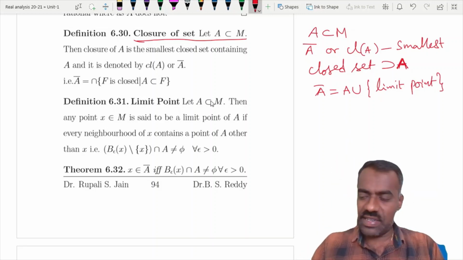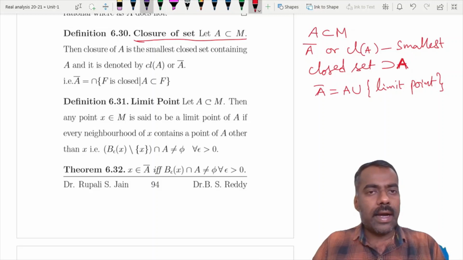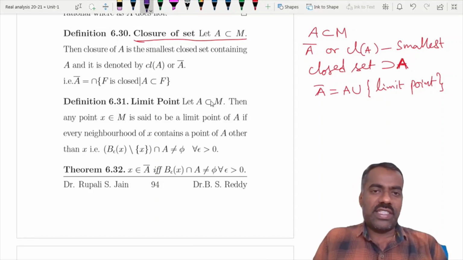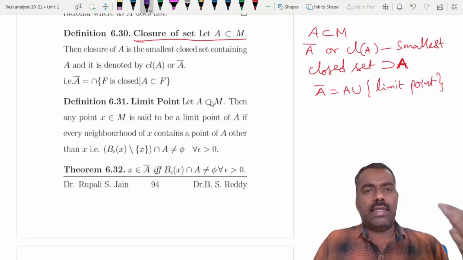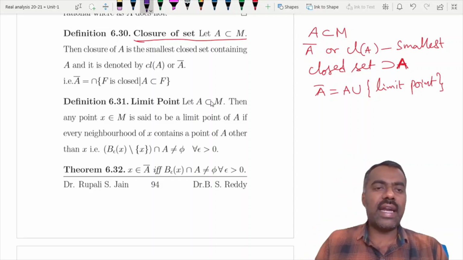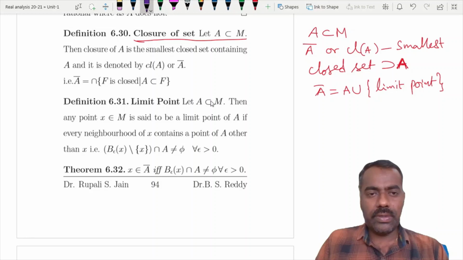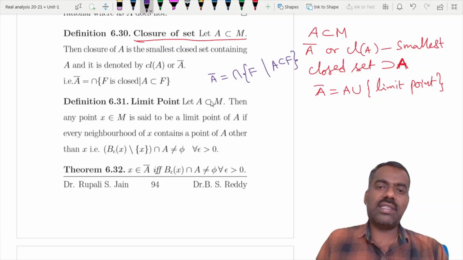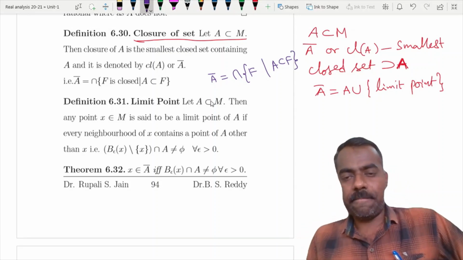So first we start with what is meant by the closure of a set. If you take any A, then the closure of A is the smallest closed set containing A. Whenever you talk about the smallest one, it is a closed set. Therefore, A bar you can write as the intersection of all closed sets containing A. Then obviously this is the smallest closed set containing A, right?